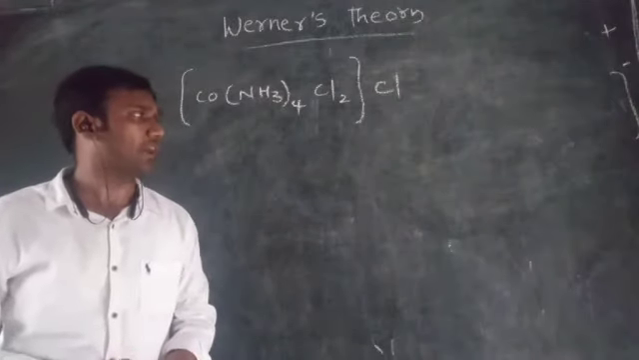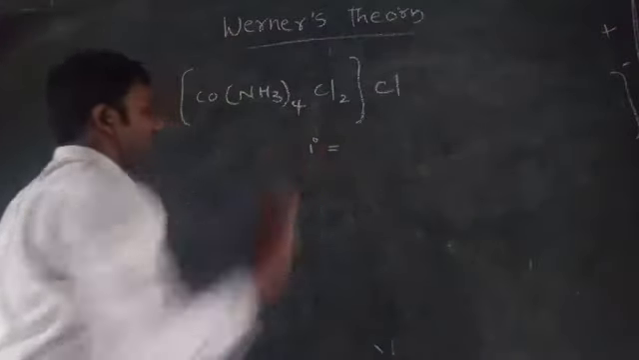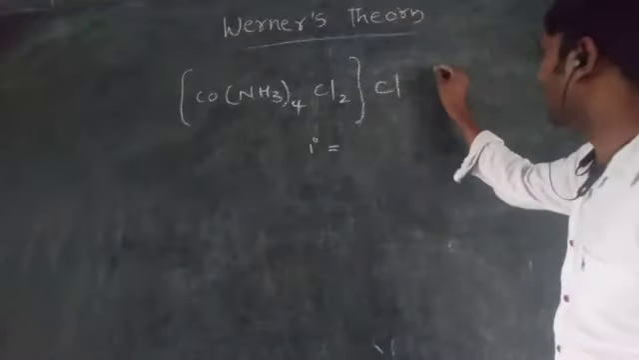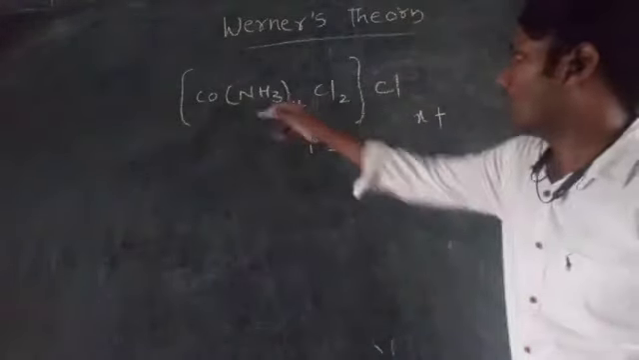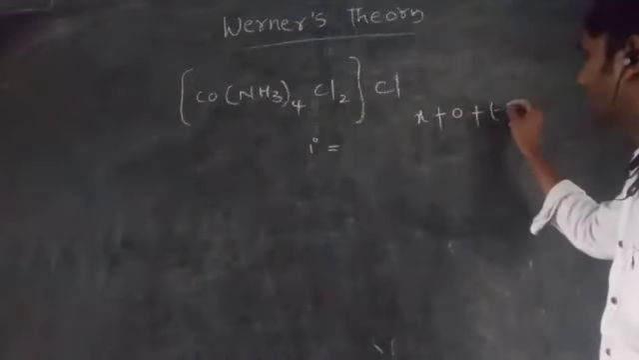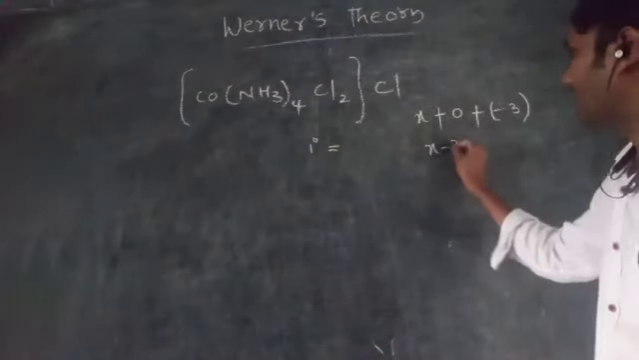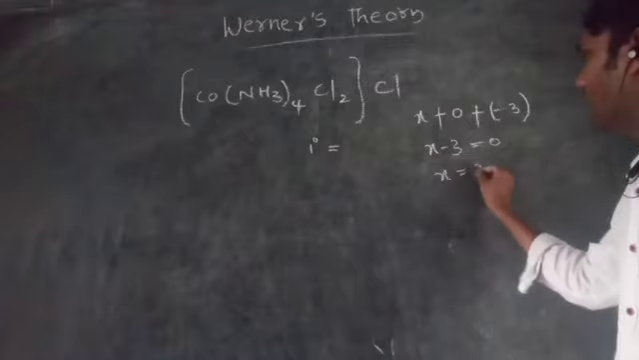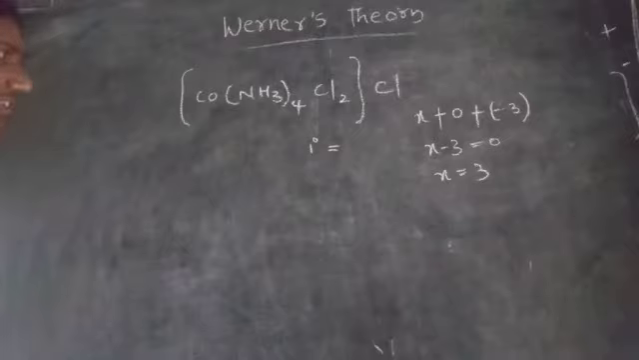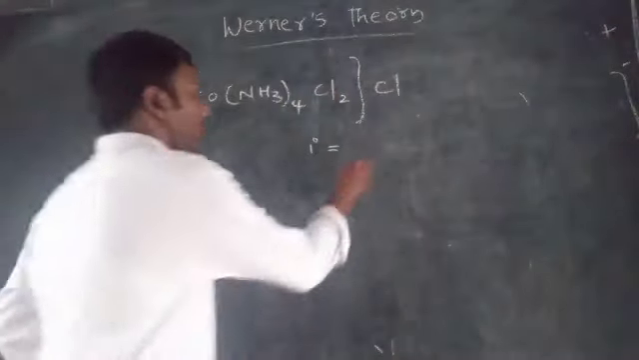Right? So now we have to identify the primary valency and secondary valency. Primary valency is the charge on the central metal atom. You have to identify the charge on cobalt. We don't know that, so take it as X, plus ammonia which is 0. Then 2 chlorines, each chlorine is a negative charge, so minus 2. And here one more chlorine is present. Totally minus 3. So X minus 3 equals 0 and X equals 3. Again the cobalt oxidation state is 3. That means the primary valency is 3.